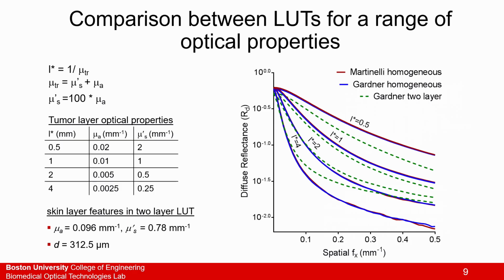So the figure here shows diffuse reflectance RD data as a function of spatial frequency using 3 different lookup tables for a range of optical property. The marginally homogeneous lookup table is the one that was previously used in our lab, and the Gardner method ones are the newly generated lookup tables at the BU shared cluster. You can see that there is only limited difference between the marginally homogeneous and Gardner homogeneous. However, there is significant difference between Gardner homogeneous and Gardner two-layer due to the incorporation of the skin layer.